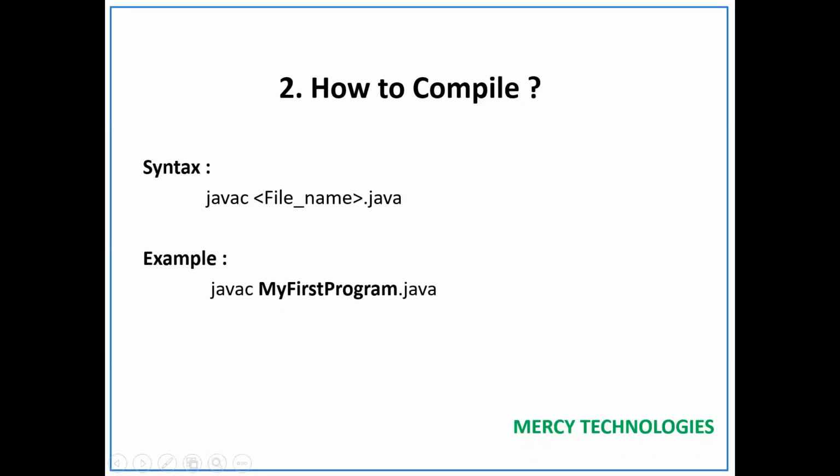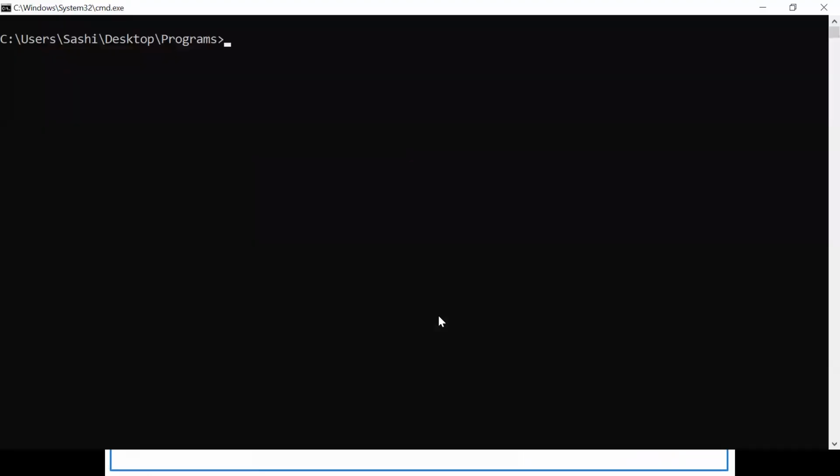Suppose we have created a program called my first program. Then you need to use javac file name or class name, both are the same: javac class name dot java. The syntax should be like this. Let me compile using this. Javac class name dot java. This is very important. This is for compiling purpose.